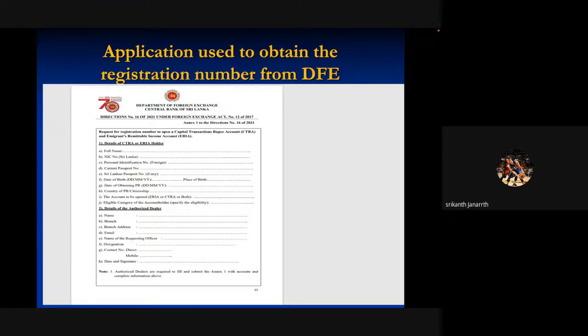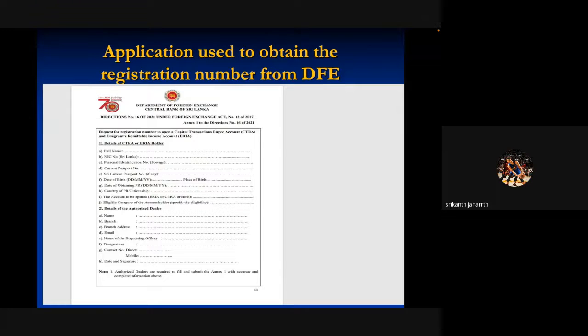And once you send the format to them via email, within 24 hours, probably 48 hours maximum, they will give a registration number. That registration number needs to be tagged with your account number. Let's say you have a normal LKR account. Once you get the registration number, you will convert the normal LKR account into CTRA in your system, because you need to redesignate that account into CTRA. Once you redesignate it, if your system gives the same number, that number should be given to the central bank. This is the CTRA account number.